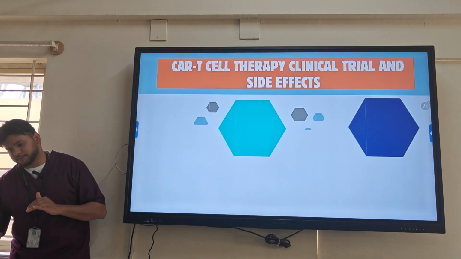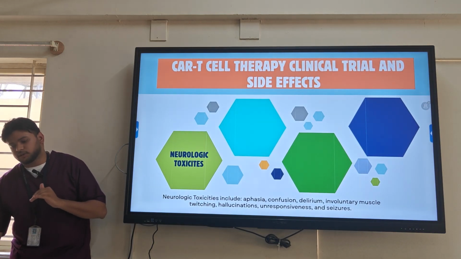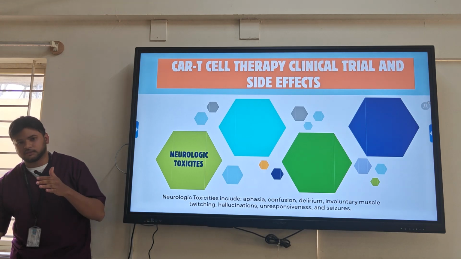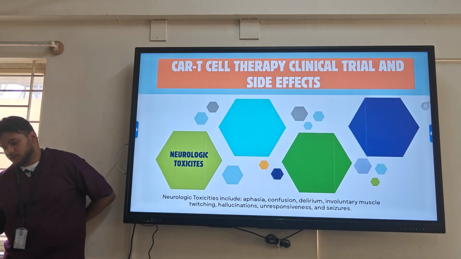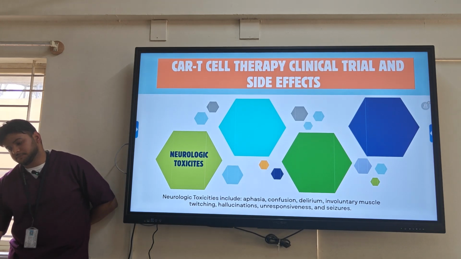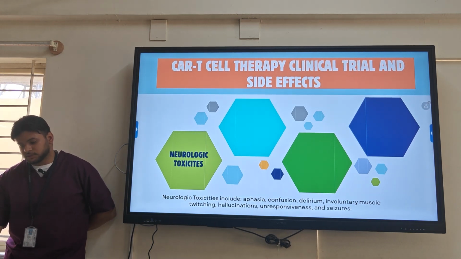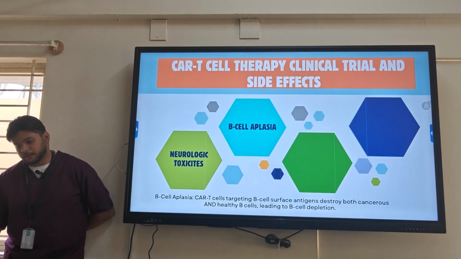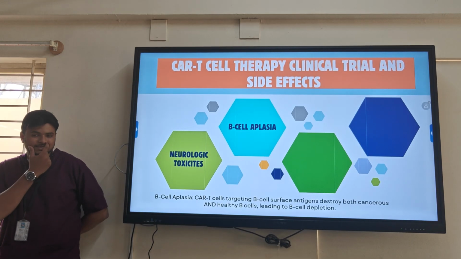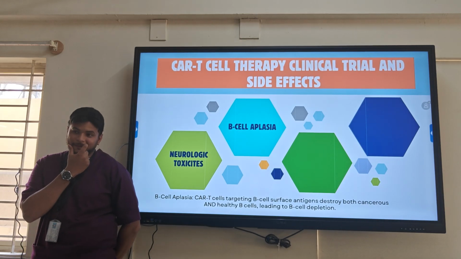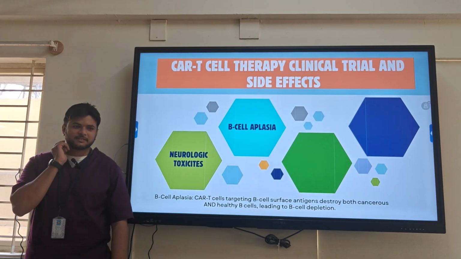More other side effects are there, like neurologic toxicity, which happens because the immune system becomes imbalanced. It causes aphasia, impairment of ears, confusion, delirium, involuntary muscle movements, hallucination, unresponsiveness, and seizures. The second is B cell aplasia. What is aplasia? Aplasia of B cells.